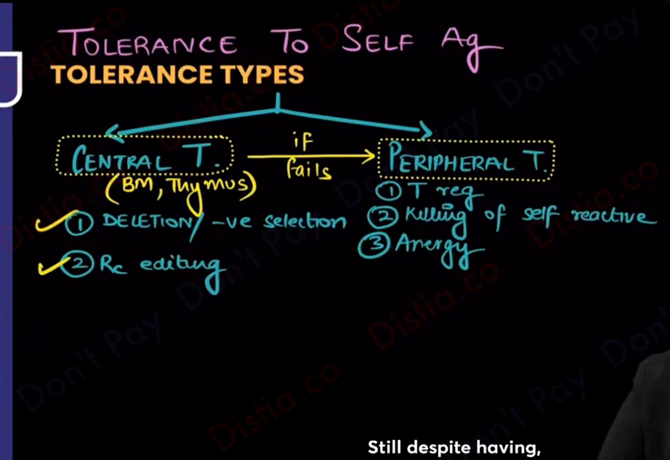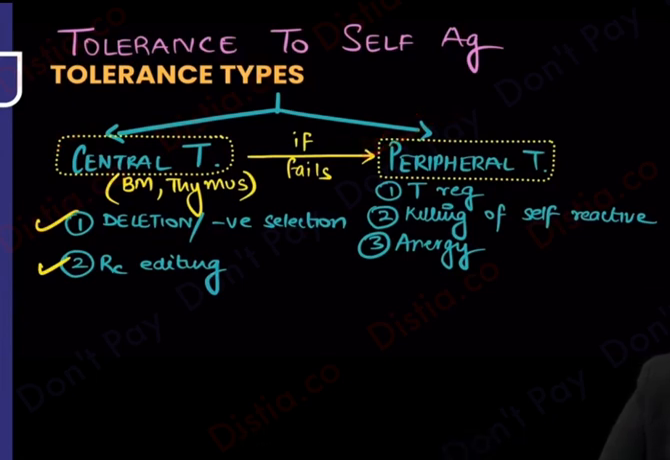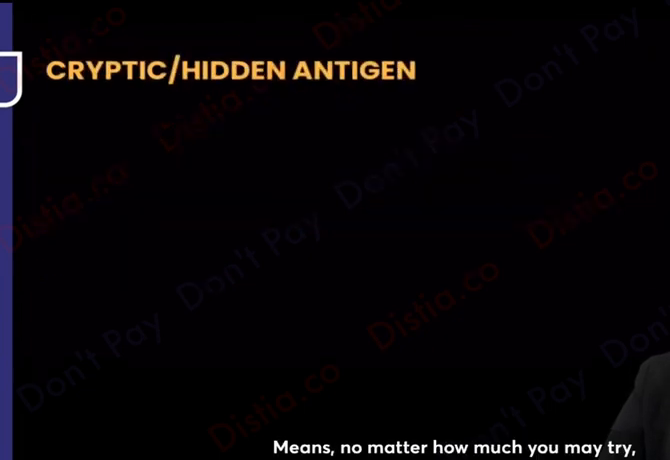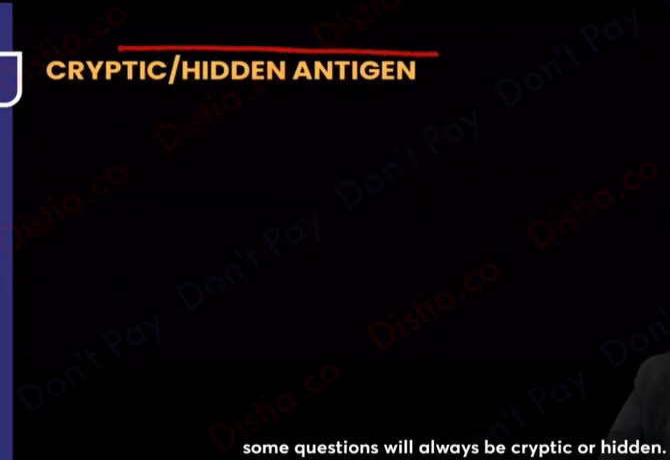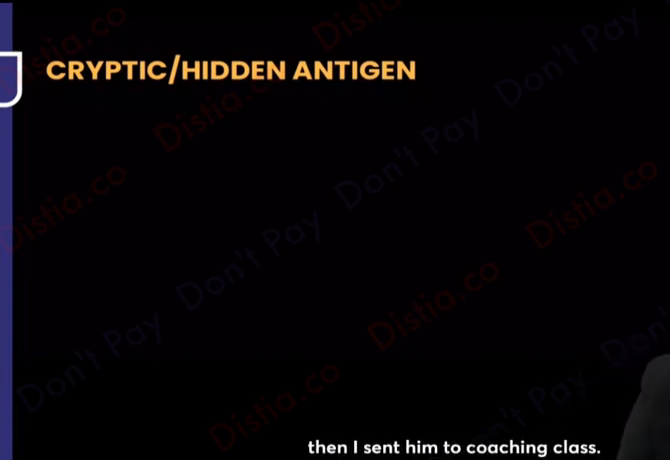Still, doesn't it always happen, despite having proper school, MBBS college, and also having coaching classes, can you solve 100% questions? You can never solve 100% questions. Means no matter how much you may try, some questions will always be cryptic or hidden. They will always be new questions. So despite doing so much, like this was a B cell, I took a B cell, I first sent him to school, then I sent him to coaching class.